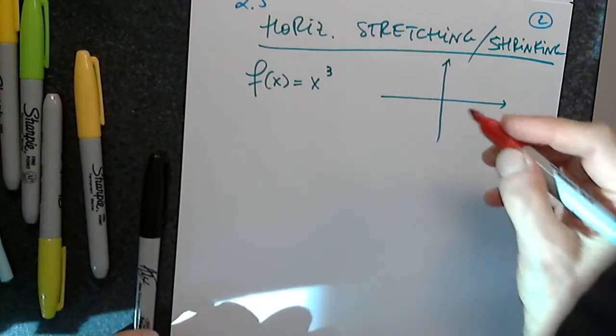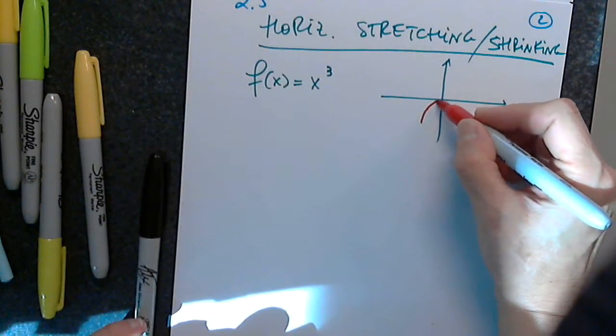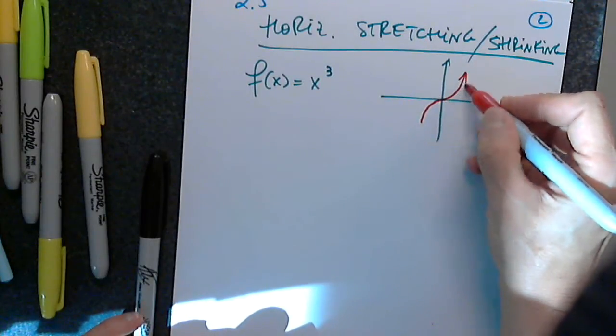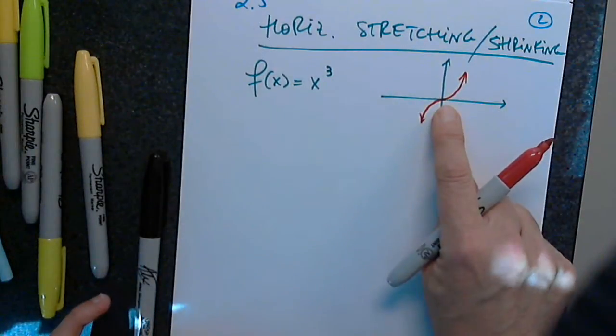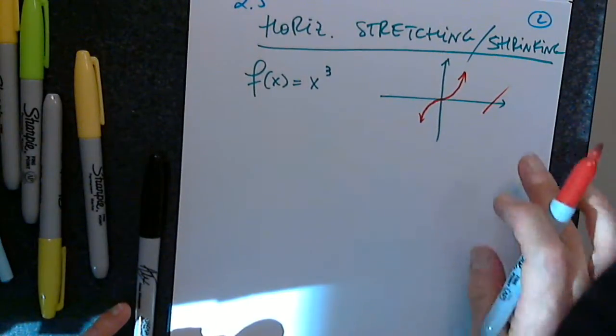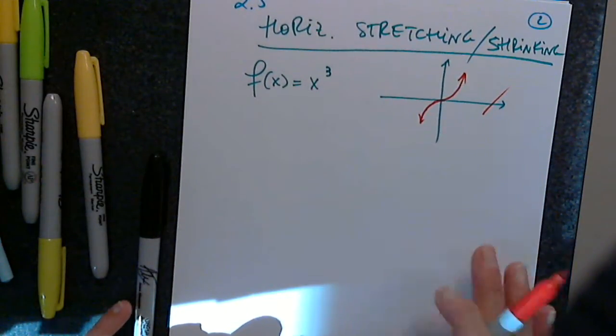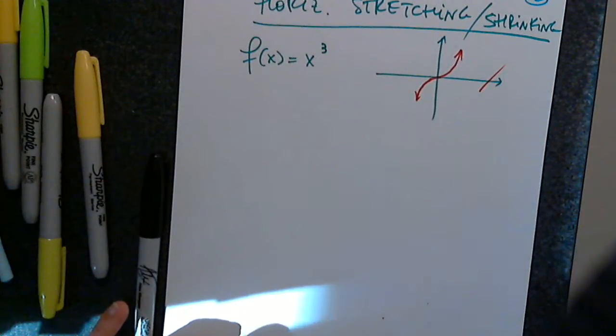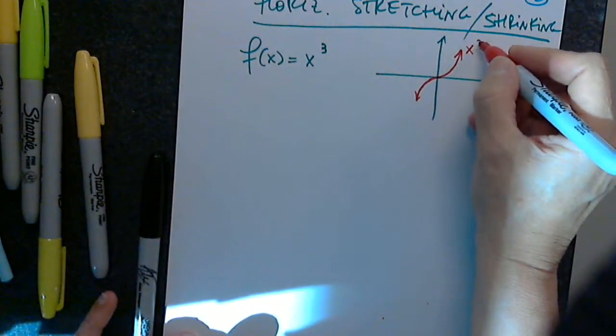So it's in the first and third quadrant. Very good. It's an odd function. And I was mentioning that notice the difference between this cross and this cross. We're going to talk about this in chapter 3, but I want to give you the heads up. Very important. So this is indeed x cubed.